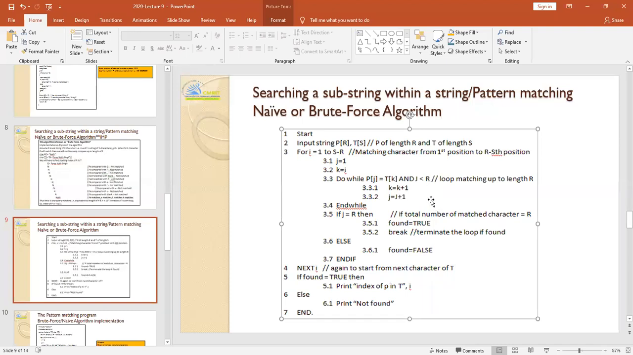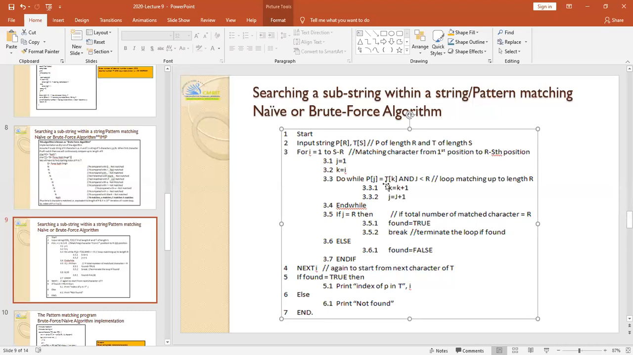Next, the matching is finished, so all the characters are matched. When all the characters are matched, J is equal to R. What is J? It is a pointer. What is R? The number of characters in the pattern. So when J is equal to the total number of characters R, then found is equal to true. That means the key substring is found.